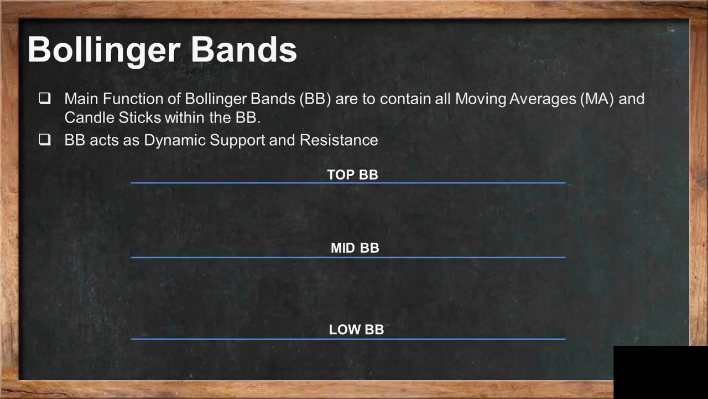So Bollinger Bands have three lines, obviously top BB, mid BB, and low BB. It acts like a dynamic support and resistance. If you just want to make it simpler, it's a highway or a path for the candles to move into. However, sometimes in extreme conditions, the moving averages go outside, and the candles are also outside the Bollinger Band. When these things happen, it tells us a story. We need to understand what the market is trying to tell us and come up with a plan for how we're going to enter the market.